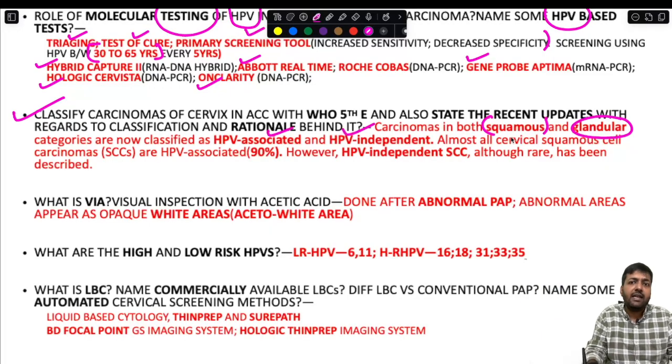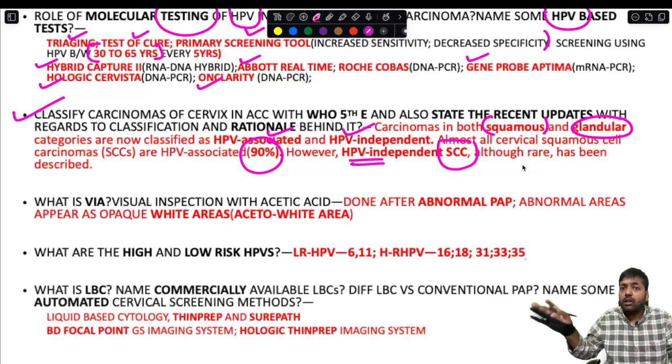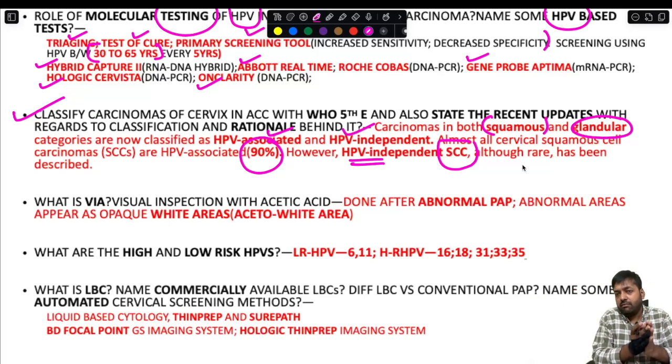And why is this change there? Because almost all the cervical squamous cell carcinomas were HPV associated, the majority were HPV associated. However, certain HPV independent squamous cell carcinomas, although very rare, were described. So that was the rationale that we had to divide. Although the HPV independent varieties of carcinomas are less, yet they are there. Okay, so this is the rationale behind the division.